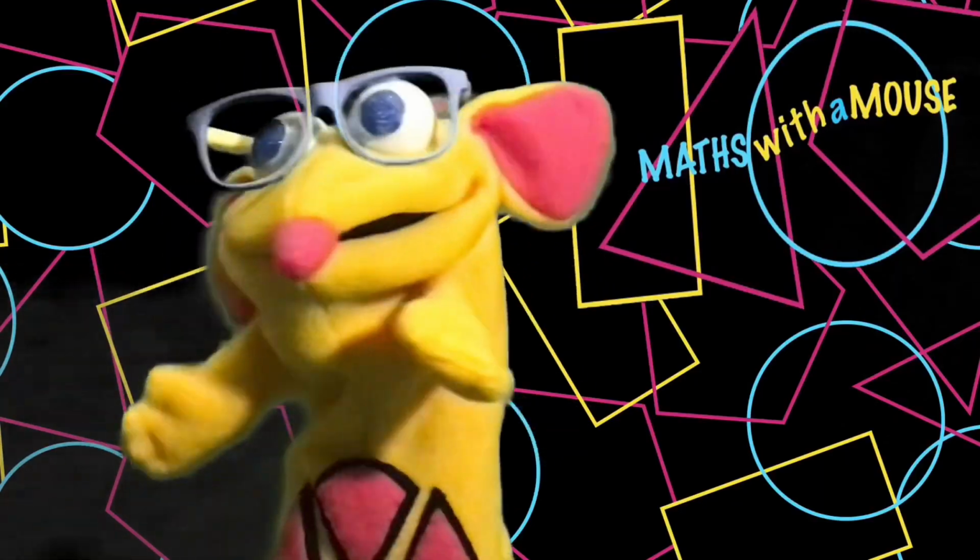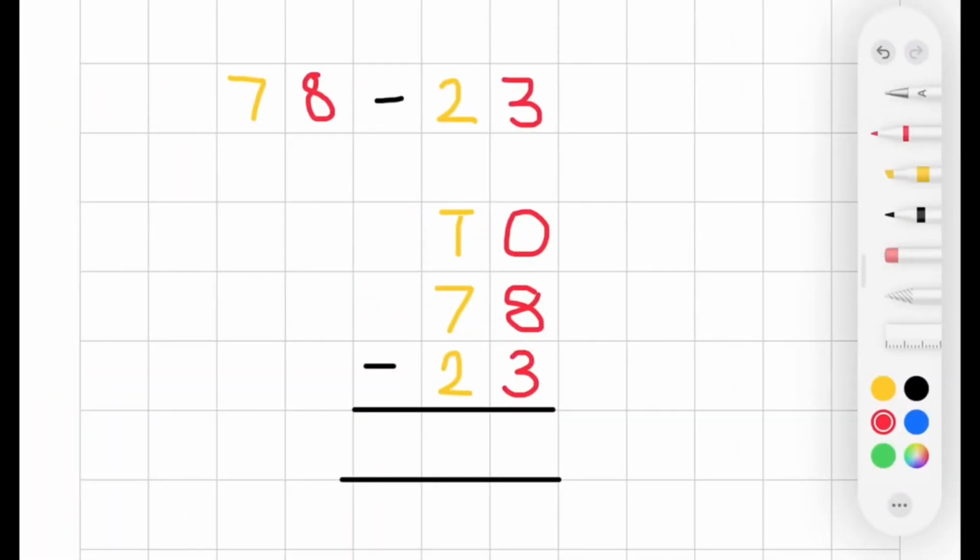Today we're going to be using formal subtraction without decomposition. Here goes! When subtracting formally, we once again need to use our understanding of place value to line up the digits in the correct columns. Then we can get on with the calculation. In the ones column, 8 ones subtract 3 ones is 5 ones. So my 5 ones goes in the ones column.